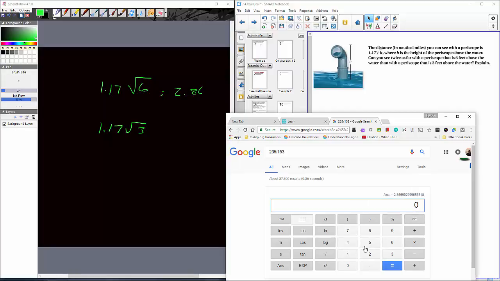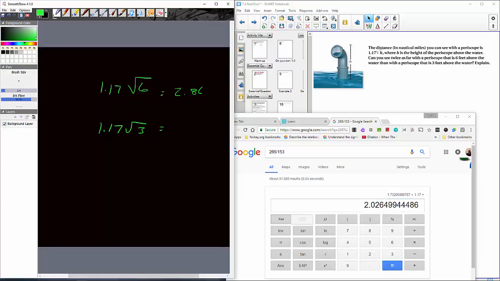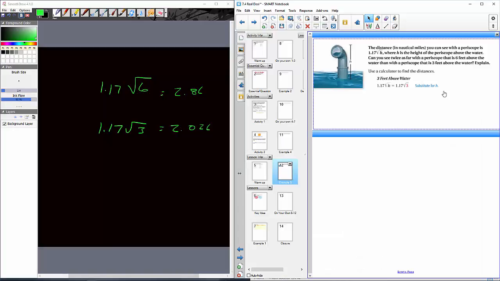And then this one over here is the square root of 3 times 1.17, and I look at this number and I have 2.026. Is this twice as far? It's really not. If it was twice as far, it would not be the same number of 2, right? It would be like 4. And it's not. It's in the same category. So it is absolutely not going to be twice as far.